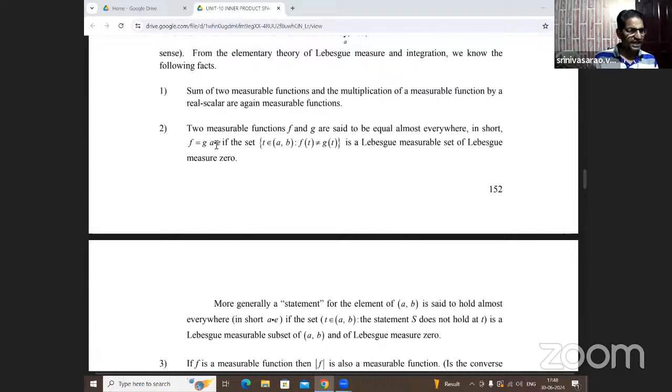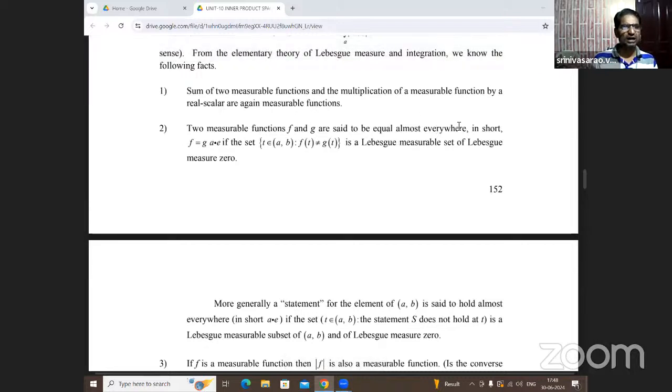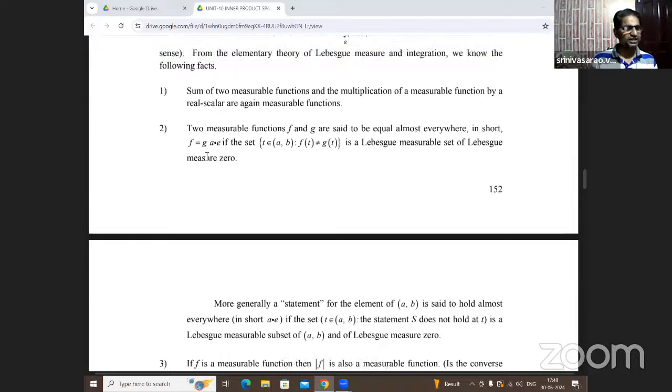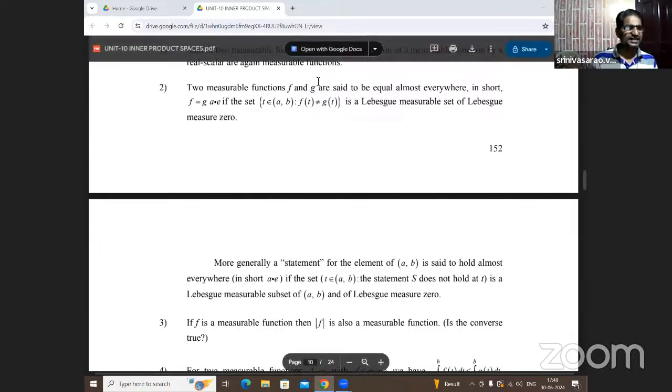Here A.E. means almost everywhere. What is the meaning of A.E.? A.E. means almost everywhere. Any two measurable functions are said to be equal almost everywhere, meaning f equals g. This theorem is also very important in the M and I paper. That is the introduction of the concept of functional analysis, which is why I have explained it here. Here T is f of t, where t lies in the open interval (a, b).